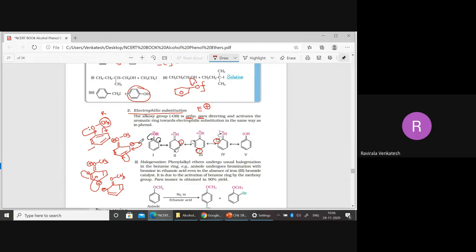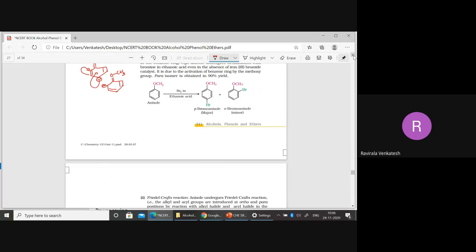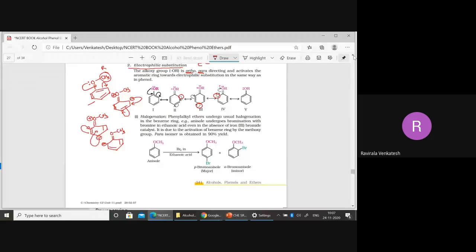Okay, now let me see the first one, halogenation. Halogenation, what are we adding here? Bromine in presence of ethanoic acid. The reagent we are using generally is bromine and ethanoic acid. Now bromine will be the electrophile. It attacks at the ortho position or at the para position.